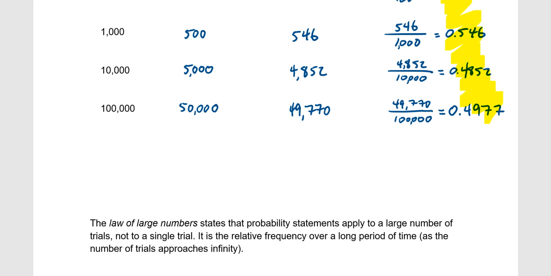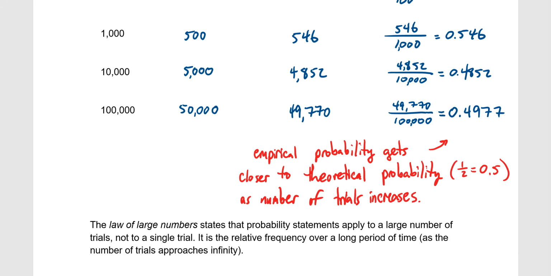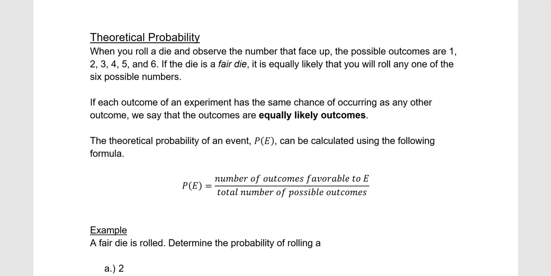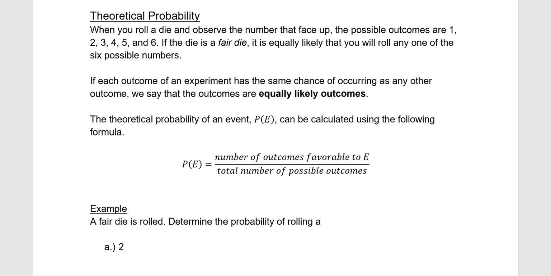Here's another way of putting that definition: the law of large numbers states that probability statements apply to a large number of trials, not to a single trial. It's the relative frequency over a long period of time, which essentially means as the number of trials approaches infinity. Then I just wrote my little statement that I mentioned before because that is important. So that's connecting the empirical probability to theoretical probability, which is what we're going to do next.